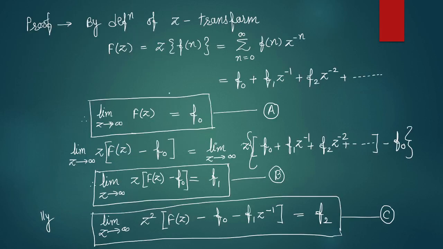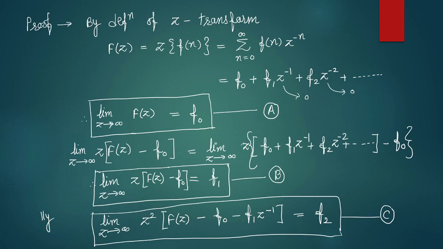Now for this proof, we apply the definition of the Z transform. F of z equals the Z transform of f of n. Here we apply the definition, summation n equals 0 to infinity f of n z to the power minus n. If we expand the terms by substituting n equals 0, we get f naught, n equals 1, we get f1 z to the power minus 1, and then n equals 2, we get f2 z to the power minus 2, in this way. Now, if we take the limit z tends to infinity of F of z, all these terms tend to 0. Here this value tends to 0, this value tends to 0, and all other higher terms are 0. Therefore, we get f naught, that means the result.